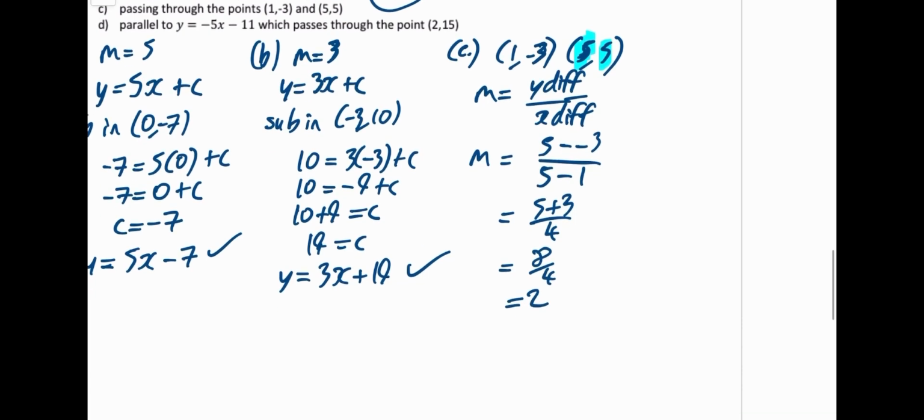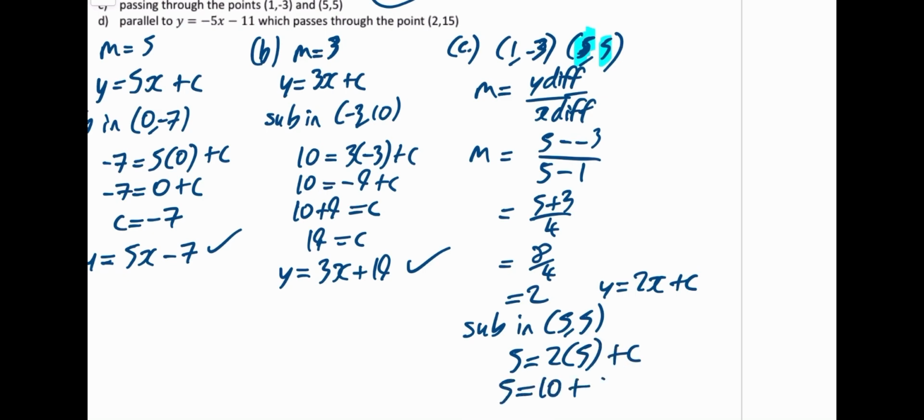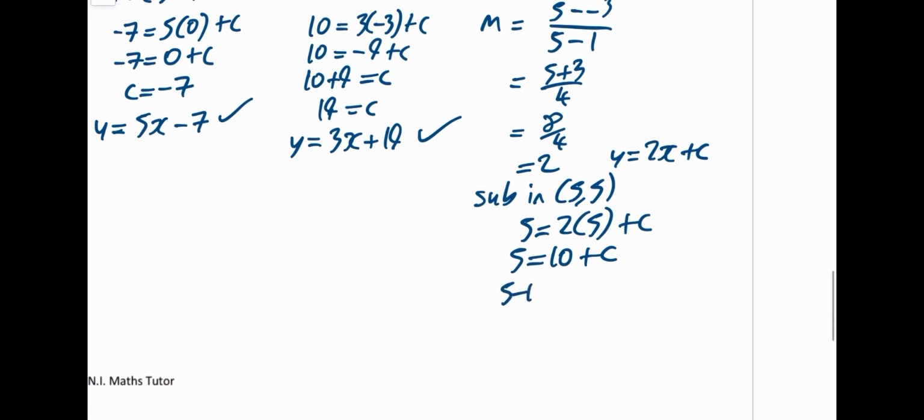And then all we do is sub in one of those points. You could sub in either one of those points. I'm going to sub in the one with the two positive numbers. It might be a wee bit easier to use. So sub in 5, 5, which means 5 is equal to, sorry, up here I should have said y is equal to 2x plus c. So sub in your 5, 5 into y equals 2x plus c. It's going to be 2 times 5 plus c. So 5 is equal to 10 plus c, which means 5 minus 10 is equal to c, or minus 5 is equal to c. So your answer is y is equal to 2x minus 5.